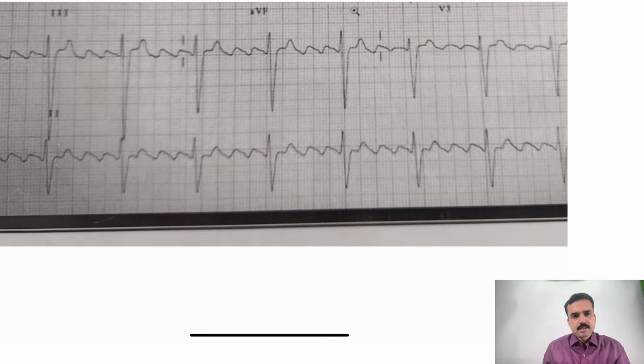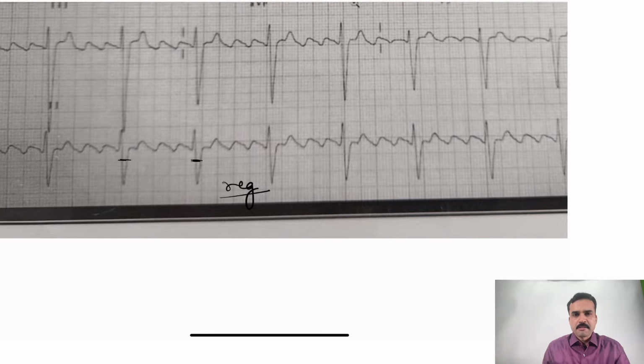So in this, is it a wide complex or a narrow complex tachycardia? It's not a tachycardia, I know, but let's presume that there is tachycardia. So this is a narrow complex rhythm. Okay, so the rhythm is narrow complex. Next you look at the regularity. Is it regular or irregular? It is regular. Okay, so regular narrow complex rhythm, presumed to be tachycardia for purpose of discussion.